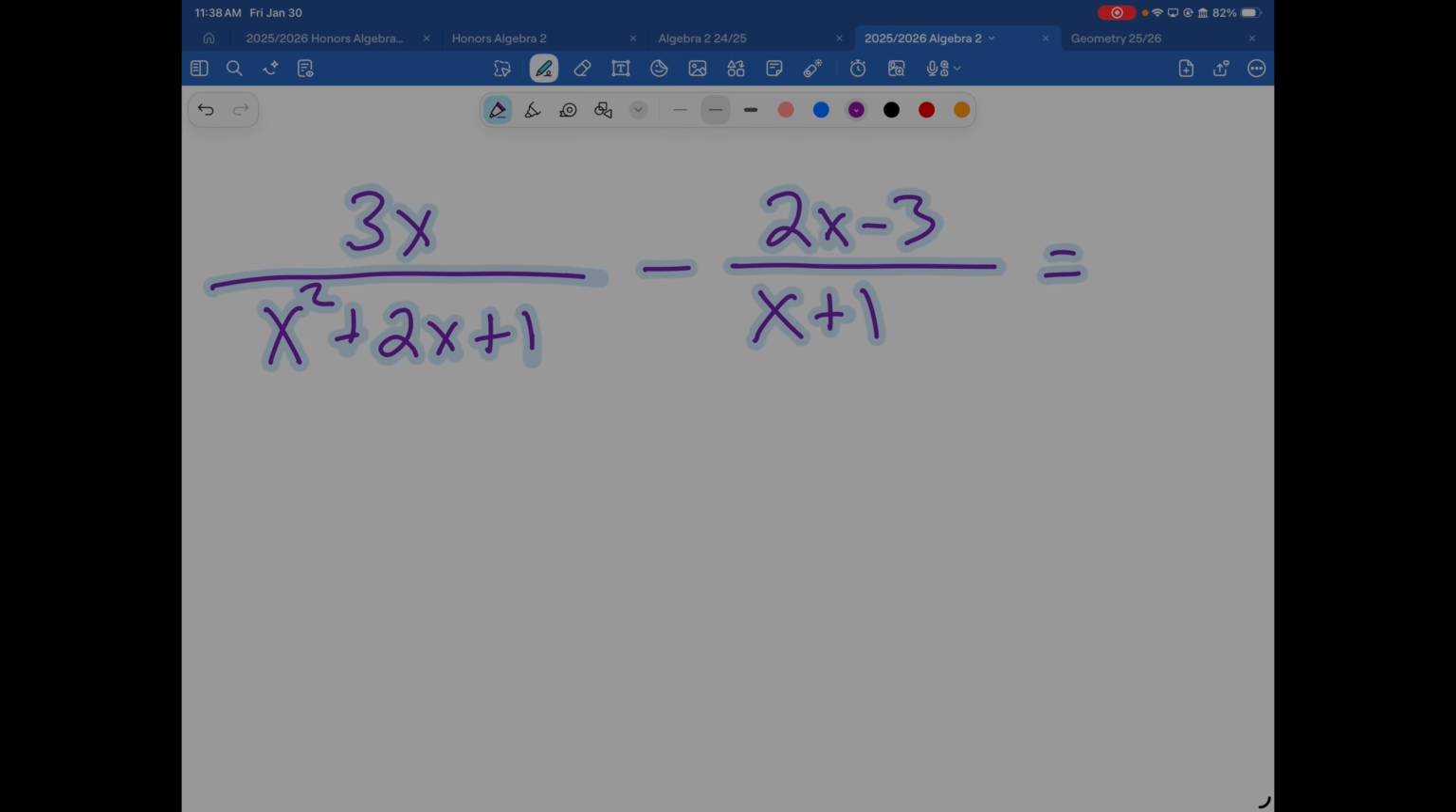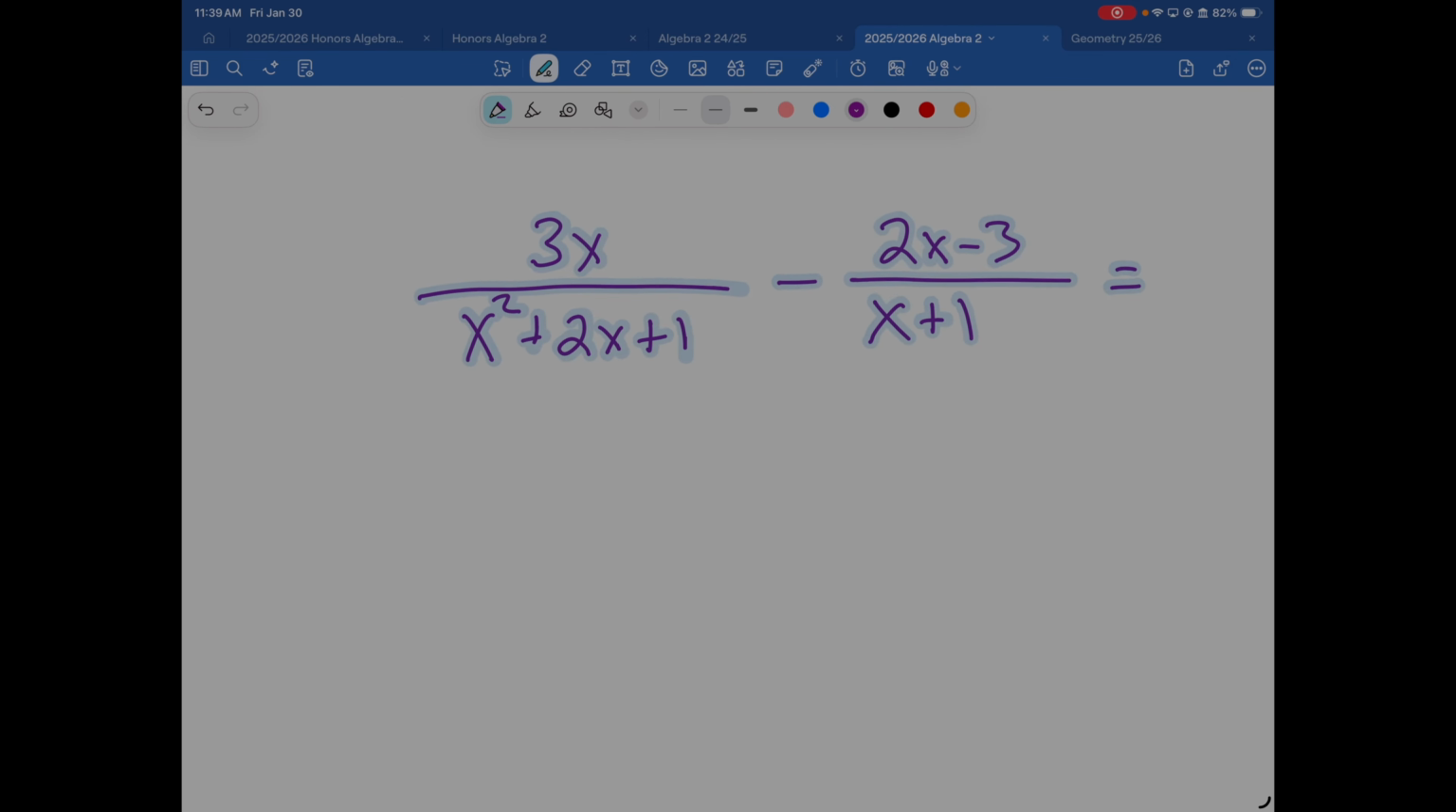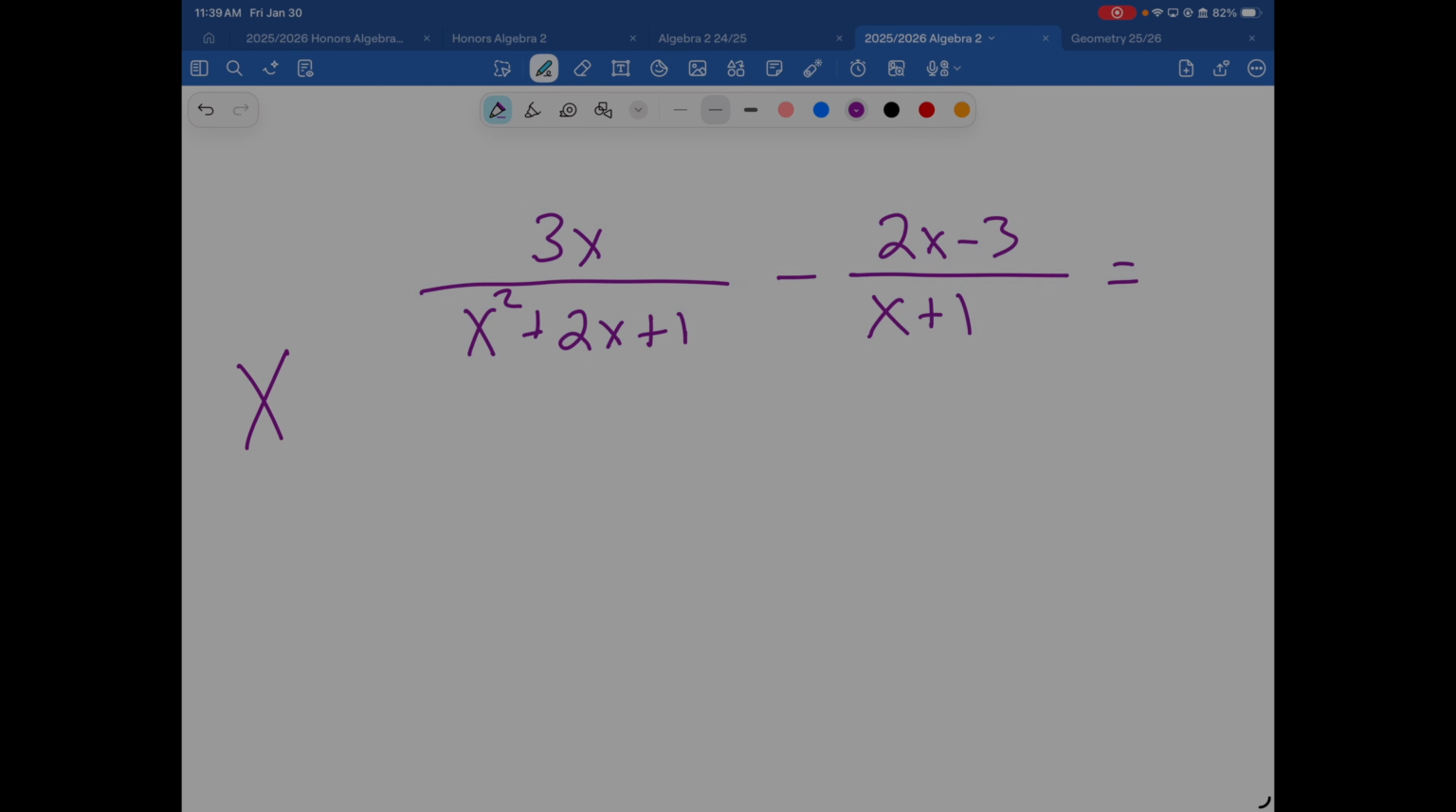Factor first. Does 3x factor? That doesn't. But does the denominator factor? I think so. It's a trinomial, so x method. 1 and 2, so 1 and 1. So this becomes x plus 1 times x plus 1. So that's gone.